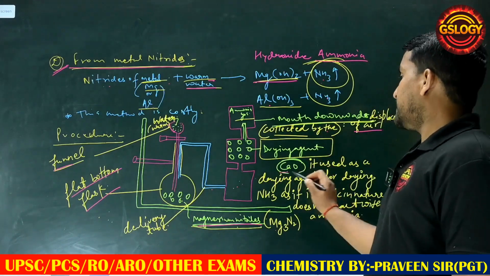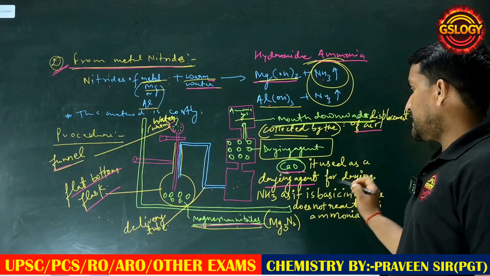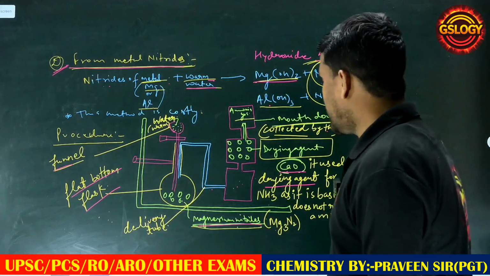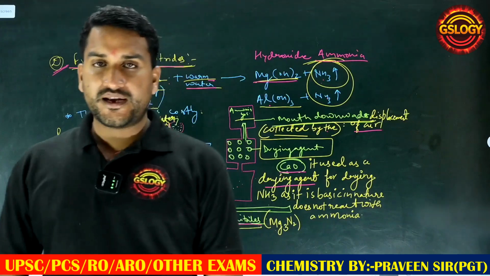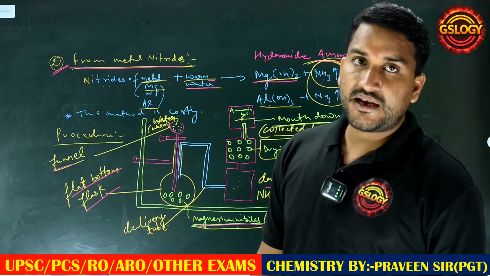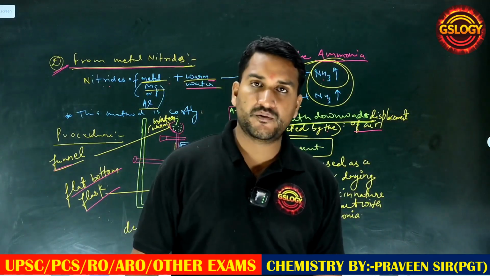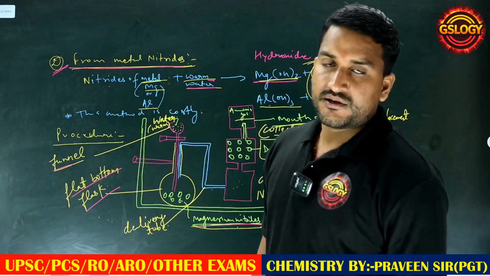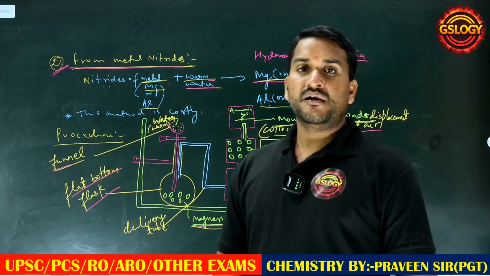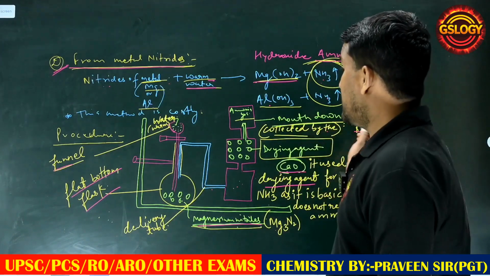ammonia gas? Calcium oxide. It is used as a drying agent for drying NH3, as it is basic in nature and does not react with ammonia, whereas concentrated H2SO4, P2O5 and anhydrous calcium chloride react with the ammonia and form other products. So that's why only which type of drying agent is used for ammonia? Calcium oxide. Okay.